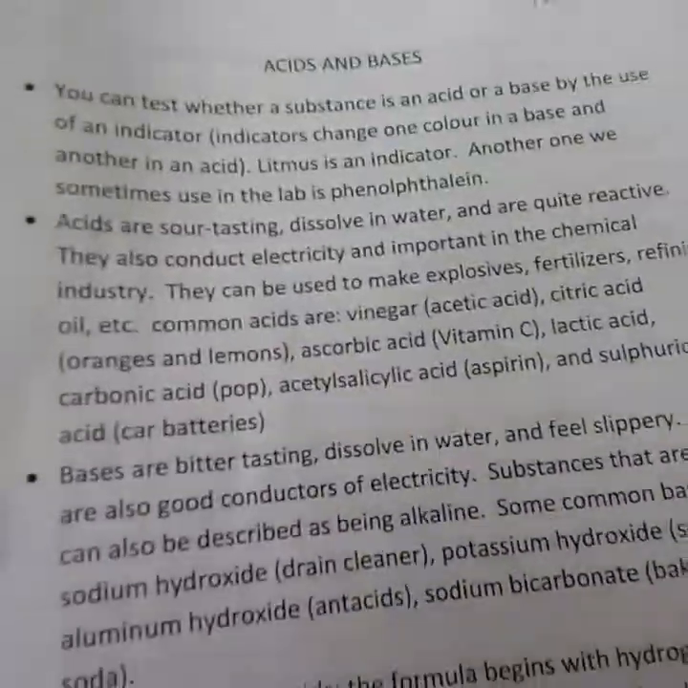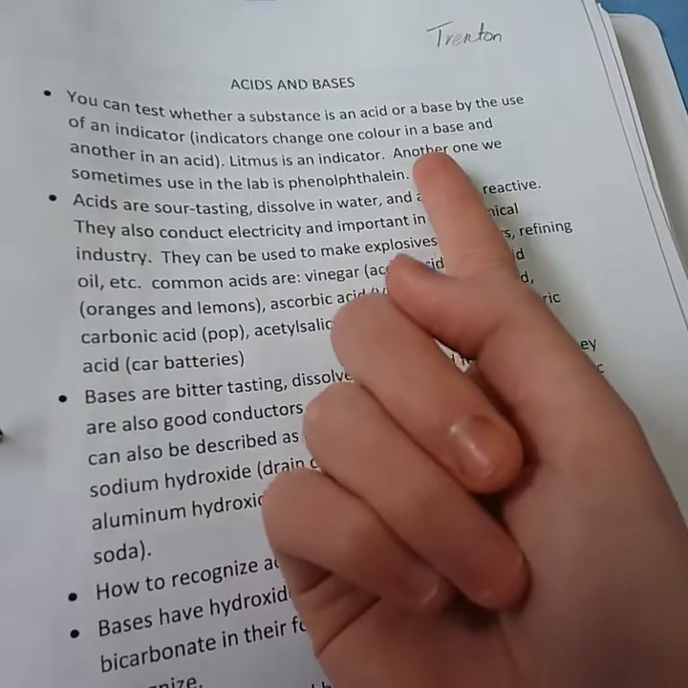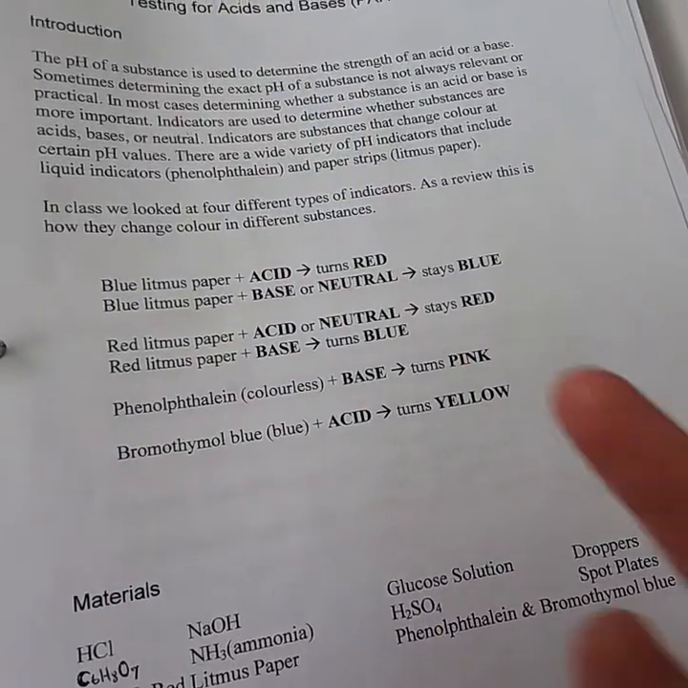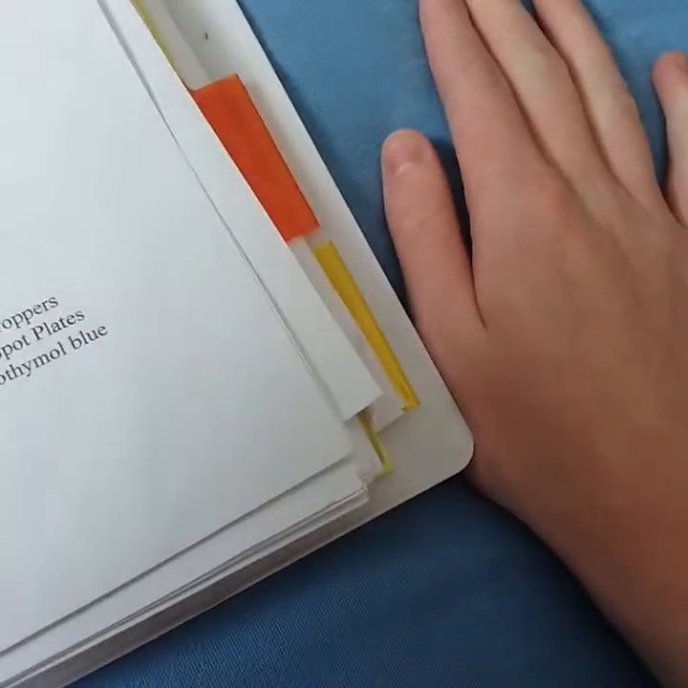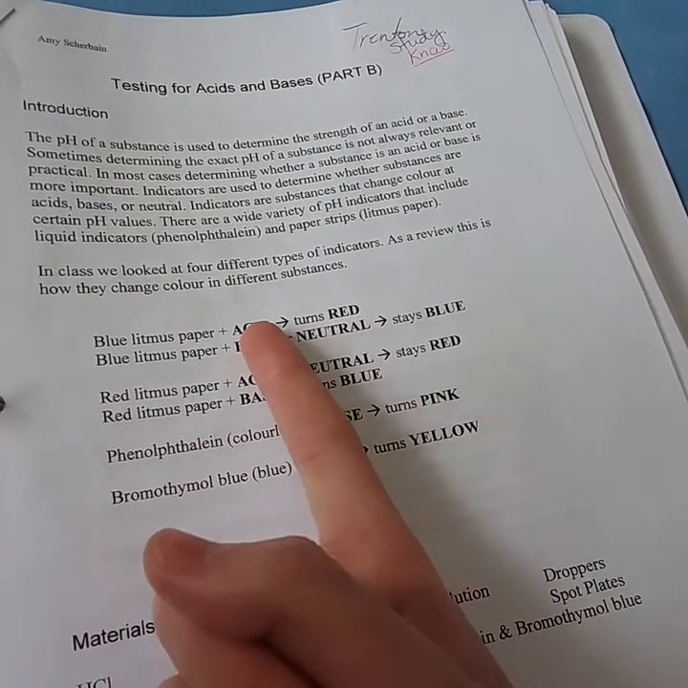According here, it says indicators change one color in a base. If we refer to page 69, blue litmus plus acid turns red. How does it do this? Because science. Blue litmus paper plus base or neutral stays blue.